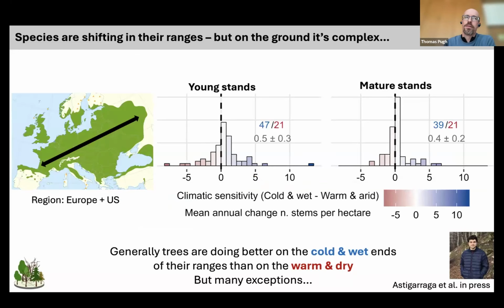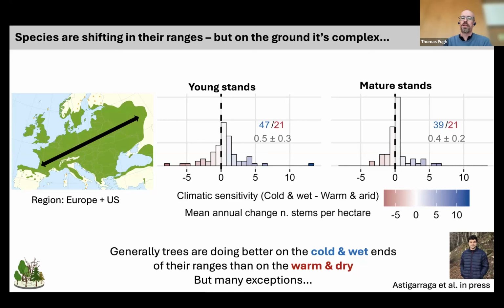Certainly, we know that it is leading to some changes in composition. But of course, nature's never as nice and friendly and straightforward as those examples. So here I wanted to just show an example of some work, now in press, which I think demonstrates that complexity quite nicely. What Julian here has been doing is looking, purely based on observations of trees from ground-based inventories, at their abundances of many different species across their ranges and how that's changing. And what he's found is that basically on the cold and wet ends of their ranges, generally species are doing better than on the warm and dry.